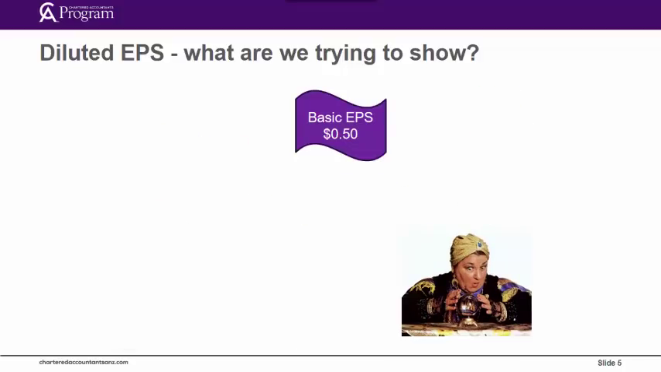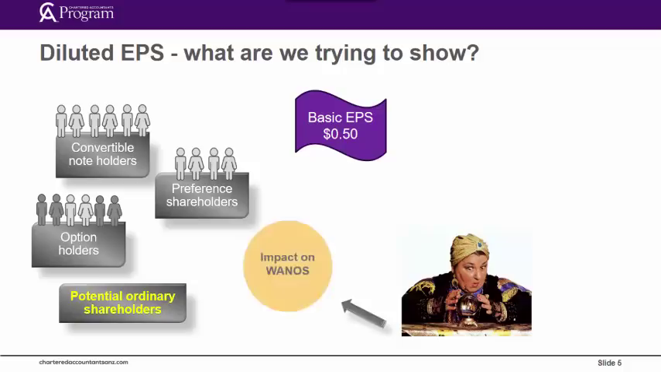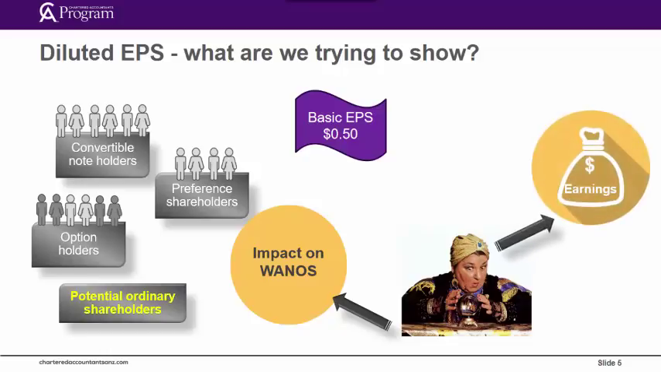With diluted earnings per share, our starting point is that we know the basic earnings per share figure. Here it's 50 cents. And we need to think about our instruments that are out there at the end of the financial year that are what we call potential ordinary shareholders. So they could become ordinary shareholders in a future period. Under IAS 33, we test each of those instruments one at a time and see what their impact is on the weighted average number of ordinary shares. And we also look at what the earnings impact of those potential ordinary shares is.